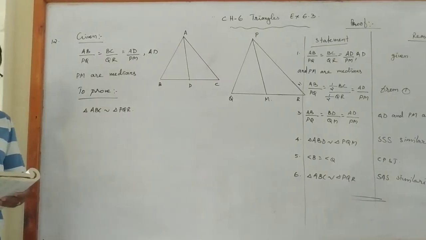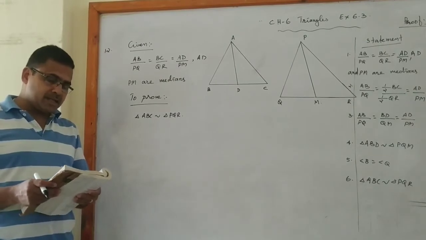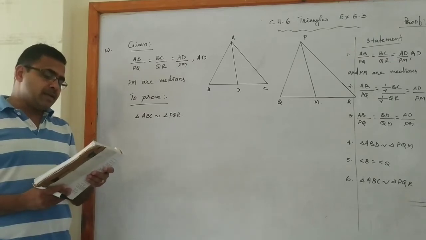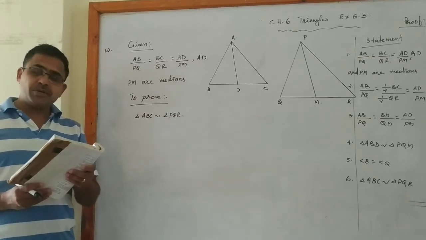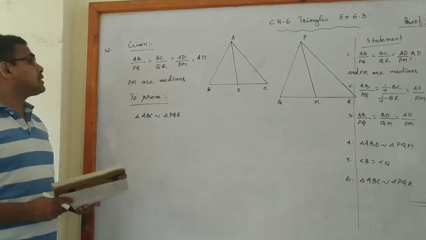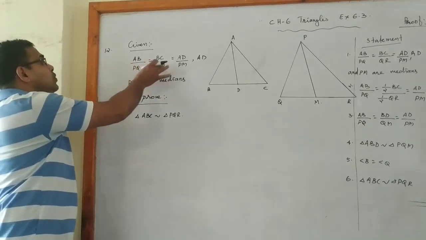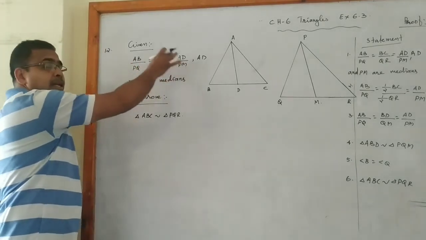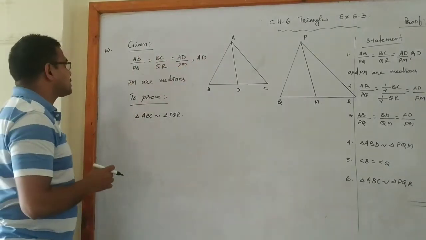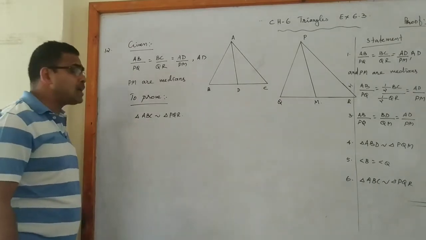See now question number 12. This is a very important question. Listen, sides AB and BC and median AD of triangle ABC are respectively proportional to sides PQ and QR and median PM of triangle PQR. Show that triangle ABC is similar to triangle PQR. Listen, AB by PQ equals BC by QR equals AD by PM. That is given, as well as AD and PM are the medians. That is also given. What we need to prove? Triangle ABC and triangle PQR are similar.